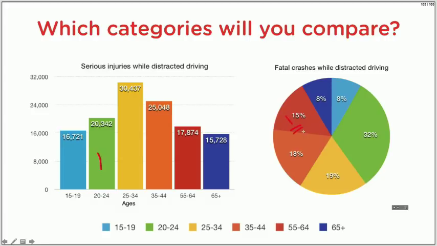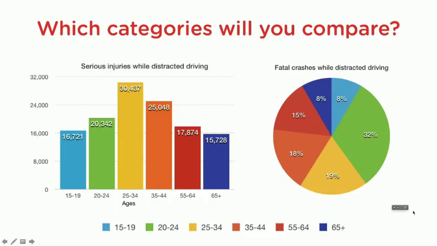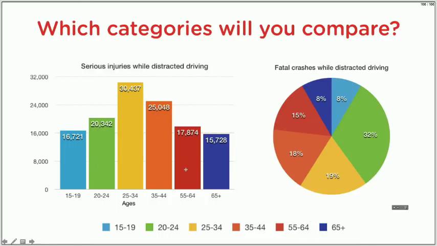Well, that's arbitrary. It's not a logical comparison, because you're comparing 20 to 24-year-old injuries with 50 to 64-year-old fatalities. No. The comparisons you're going to make are this. You're going to compare 15 to 19-year-olds seriously injured with those who were killed. You're going to compare the 20 to 24-year-olds. You're going to compare the 25 to 34-year-olds. You're going to compare the orange to the orange. You're going to compare the red to the red. You're going to compare the blue to the blue, right?